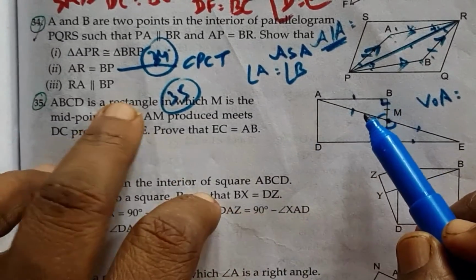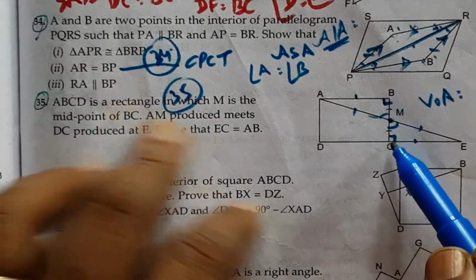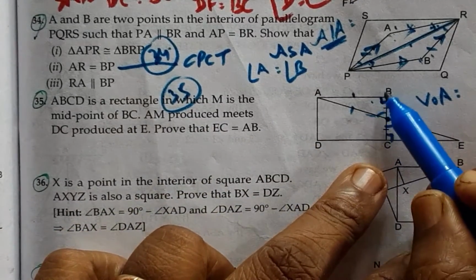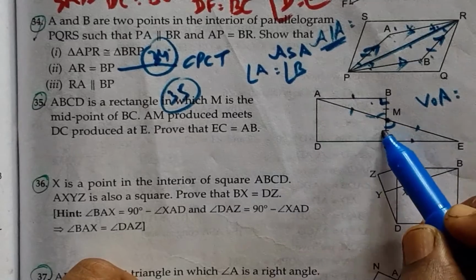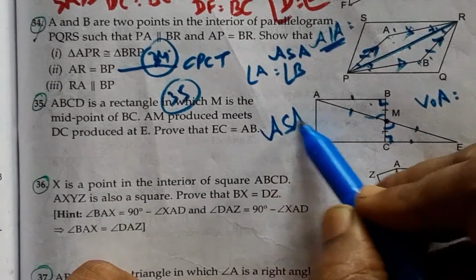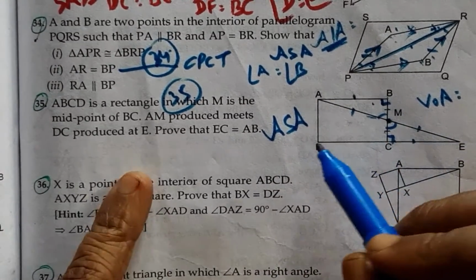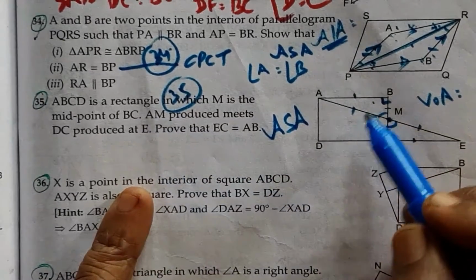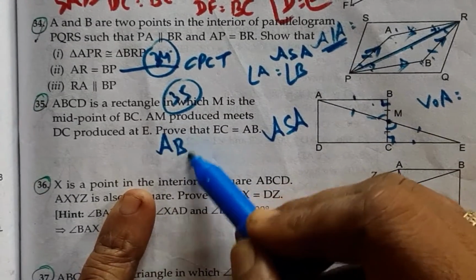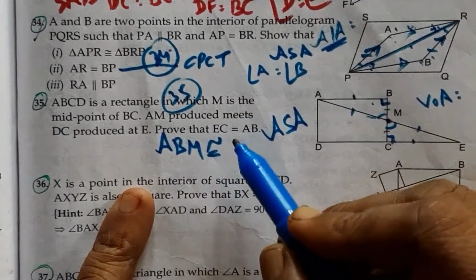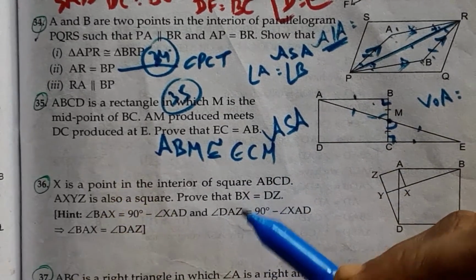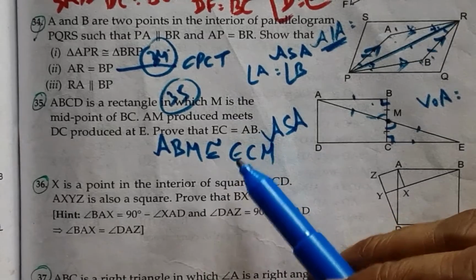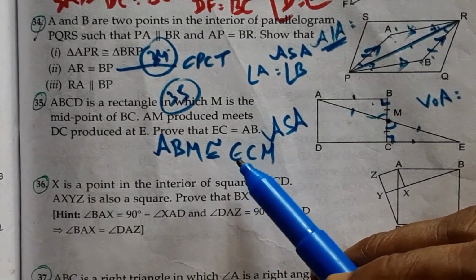wherein we have this being rectangle, this is 90 degrees and this is 90 degrees. Therefore, angle B equals angle C, and by angle included side and angle congruency, we have triangle ABM congruent triangle ECM, and from that we have EC equals AB by CPCT.